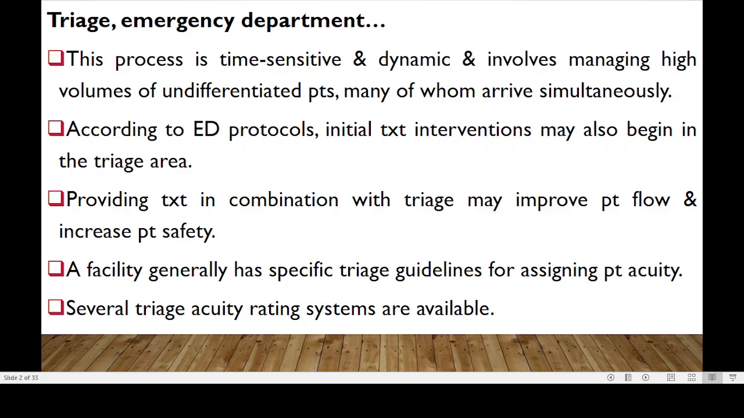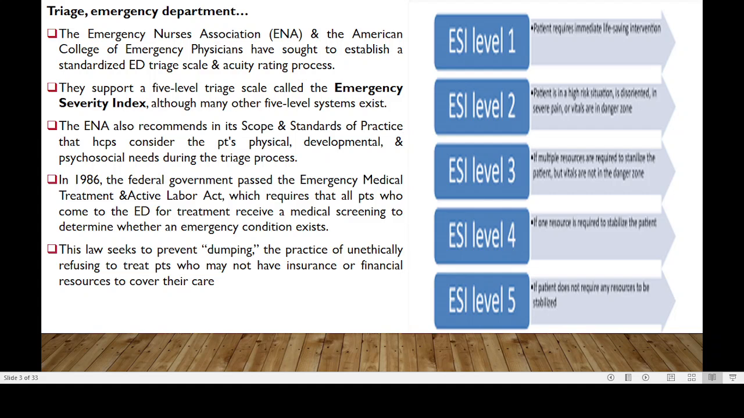So a facility generally has specific triaging guidelines for assigning patients acuity, and we have several triage acuity rating systems available. Let's just make it clear that there is no standard triaging system in the world, so they keep on changing. We shall be able to look at triaging systems in developed nations like United States, then also look at UK. Of course, the triaging system in UK is likely to be practiced across Europe. Then we also have Canada as another place. Then lastly, narrow down to the Kenyan system.